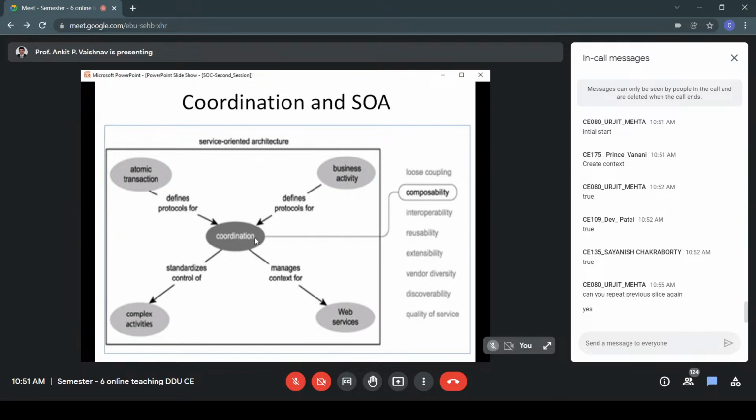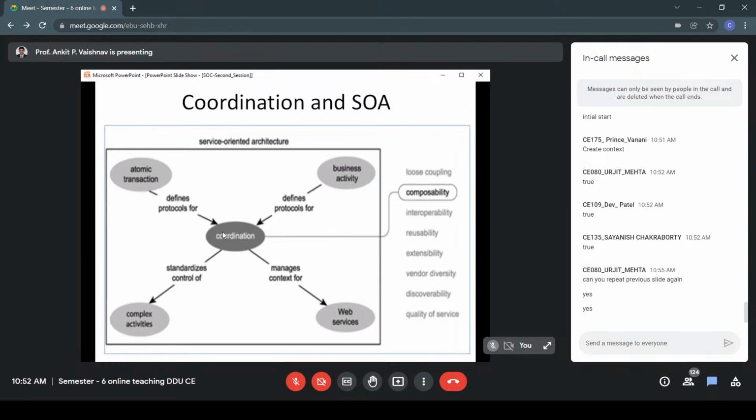Now, there are two types of coordination, and that is why you can see two more ellipses, atomic transaction and business activity. They provide you different protocols, which I'm going to discuss today. Is that fine up to that? The upper part of the diagram?